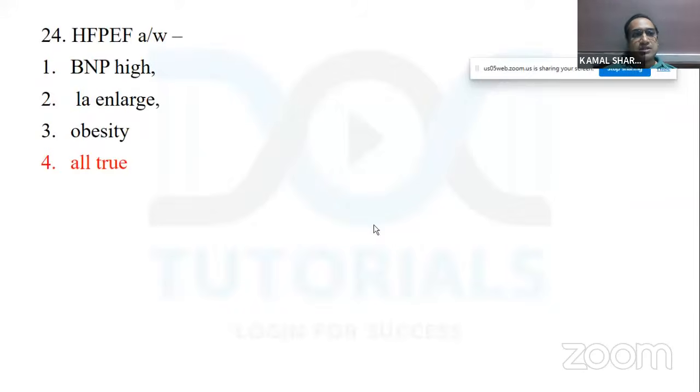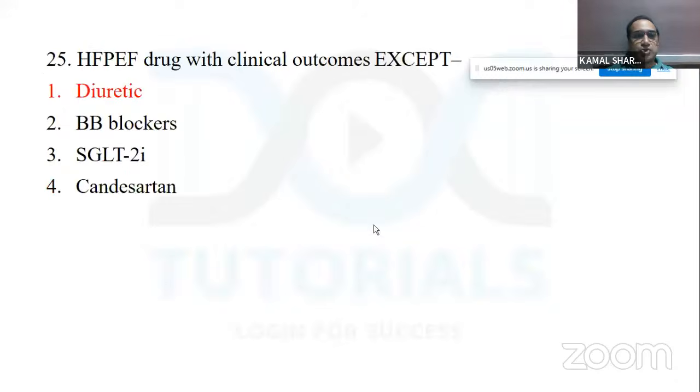Another question was heart failure with preserved ejection fraction, which everybody got right. All of them are true. BNP is elevated, LA is enlarged, obesity is a risk factor, and we have seen this in the new HFpEF criteria. So the HFpEF scoring system that exists, all of these have a scoring point for it, and hence you know that all of them were true.